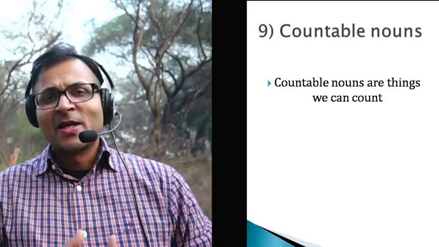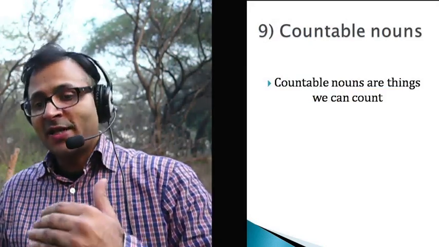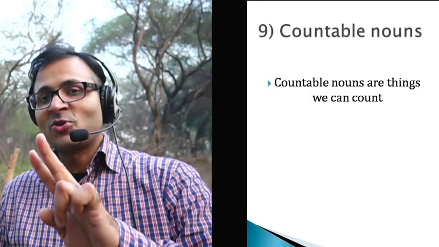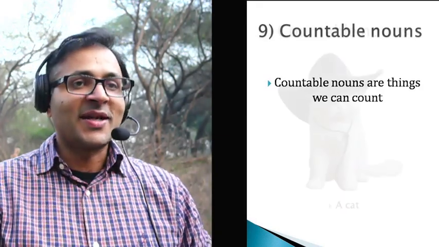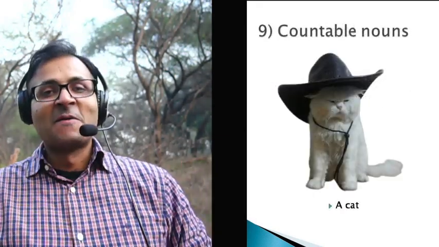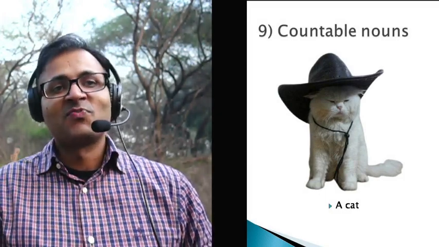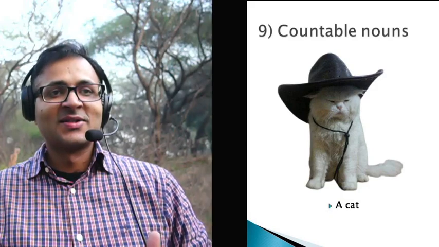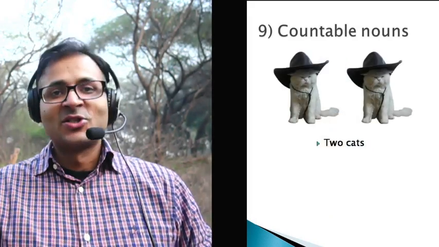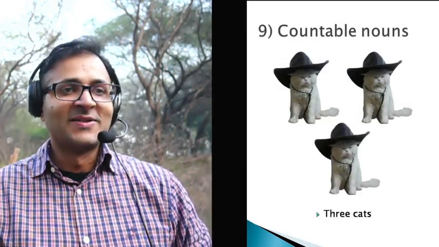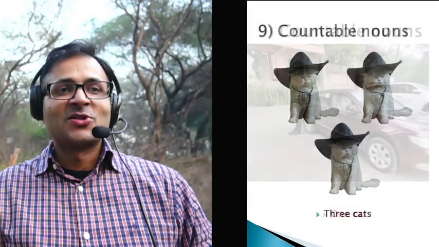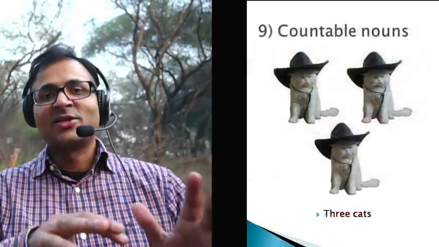Countable nouns. Something which can be counted, like a cat, 2 cats, 3 cats. Next slide. Now I'll show you. This is my cat. It is a he. It's a Tom, but we call him Anna. So this is a cat. Next slide. 2 cats. Next slide. 3 cats. So when you see 3, you call 3.